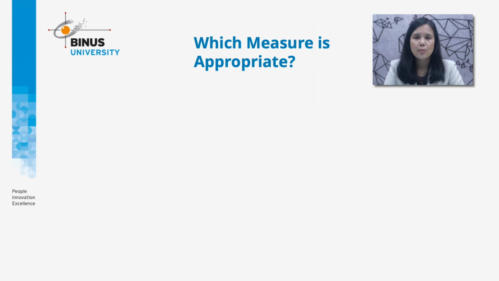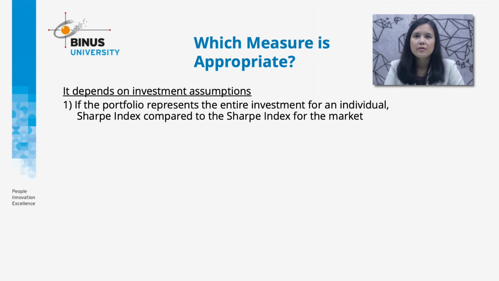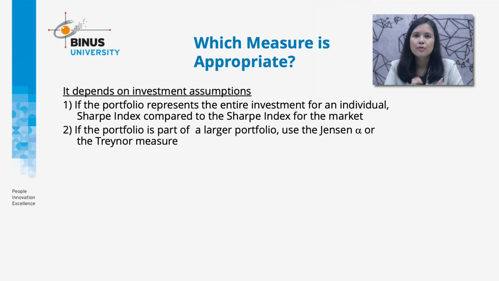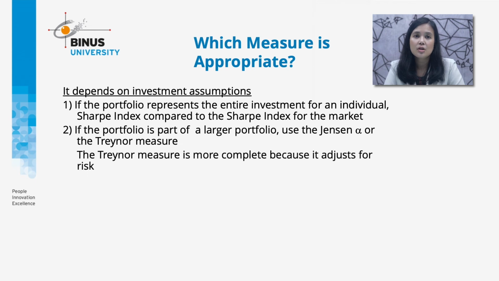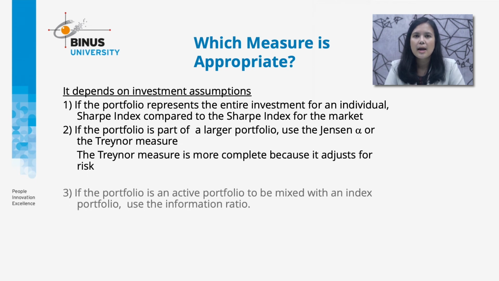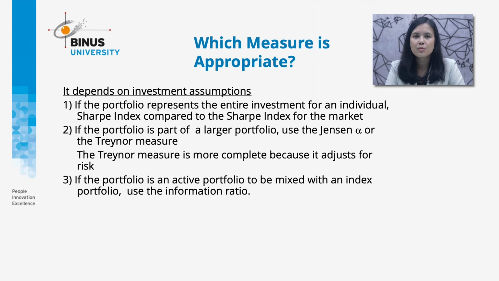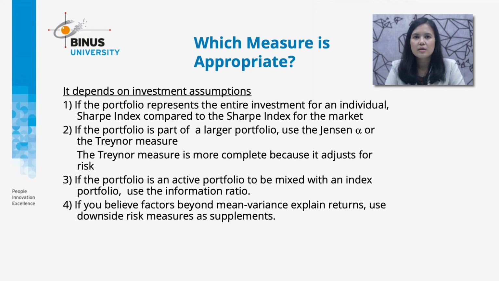So, which measure is appropriate? It depends on investment assumptions. If the portfolio represents the entire investment for an individual, use the Sharpe index compared to the Sharpe index for the market. If the portfolio is part of a larger portfolio, use the Jensen or the Treynor measure. The Treynor measure is more complete because it adjusts for risk. If the portfolio is an active portfolio to be mixed with an index portfolio, use the information ratio. And if you believe factors beyond mean variance explain returns, use downside risk measures as supplements.